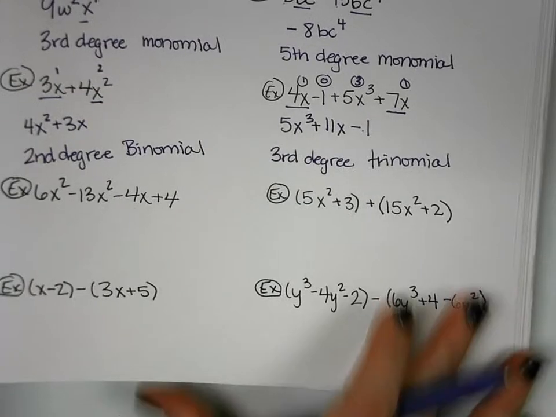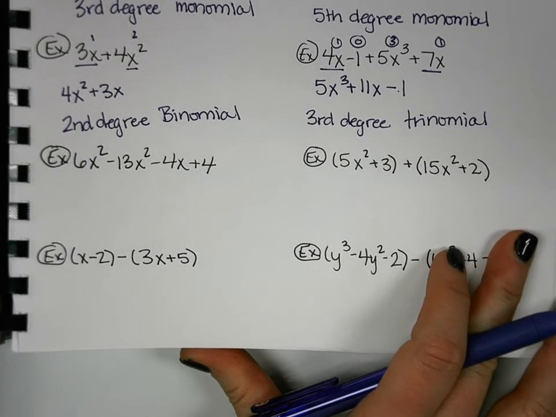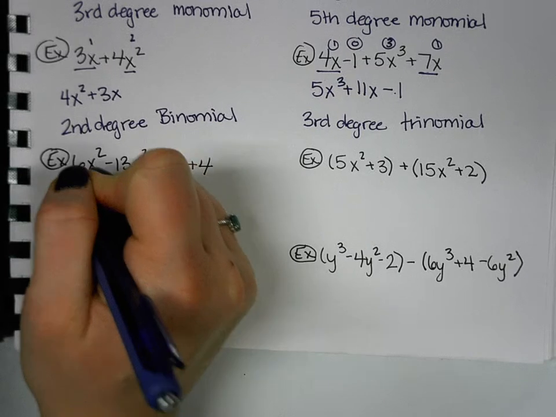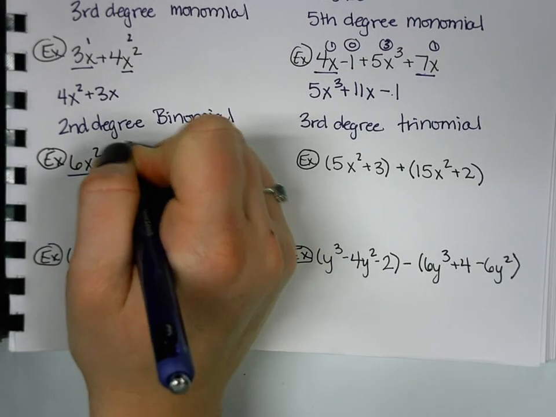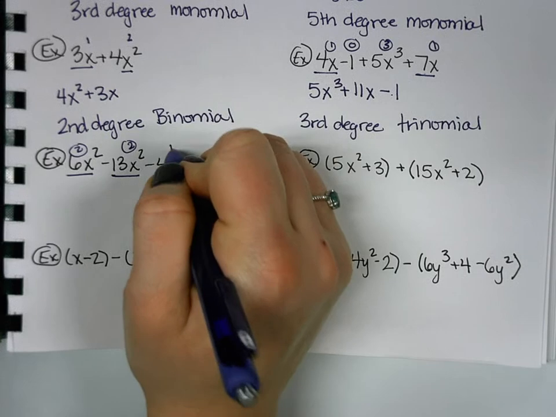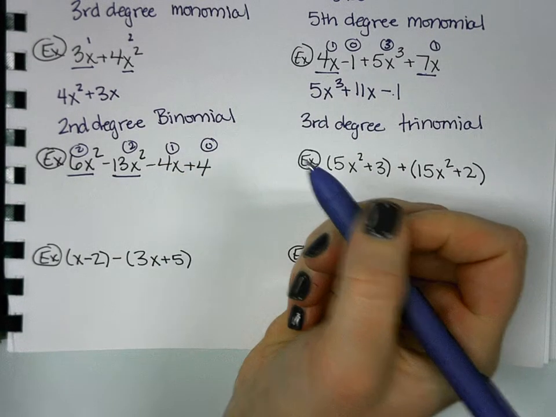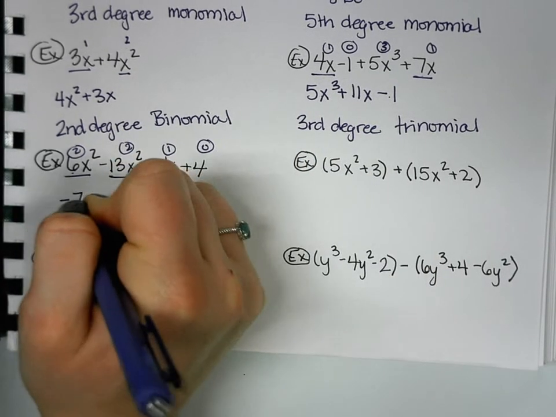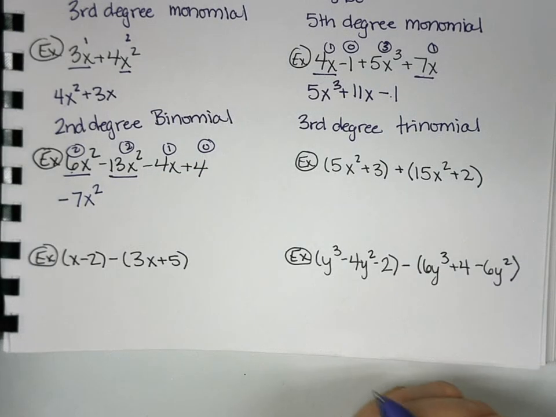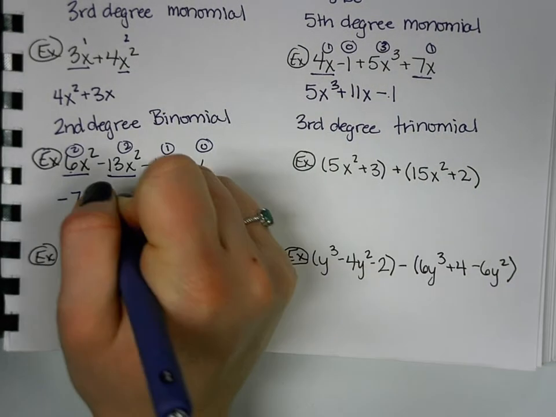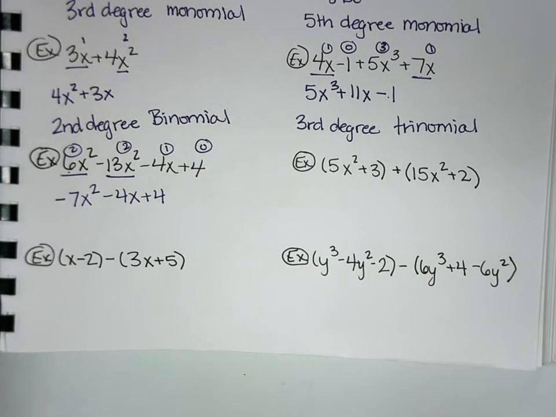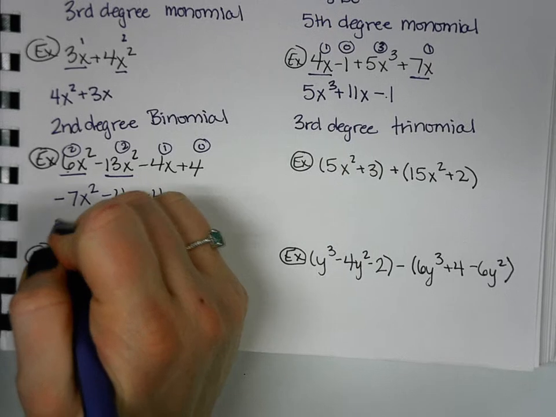Okay, so if we look at this next one, what are the like terms that you see in this one? The x squareds, they're both degree 2. And then we have a degree 1 and a degree 0. So 6 minus 13 would give us negative 7x squared. And that was our highest degree, so that has to go first. Minus 4x plus 4. So what would our highest degree be? A second degree trinomial.